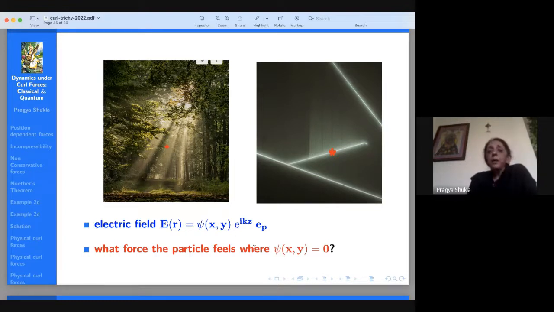What force will the particle feel in the region where psi(x,y) is 0? Look, the electric field is still propagating, but it now depends on psi(x,y). Now consider a situation where psi(x,y) goes to 0. What force does the particle feel in that region? And this region has now become very important.